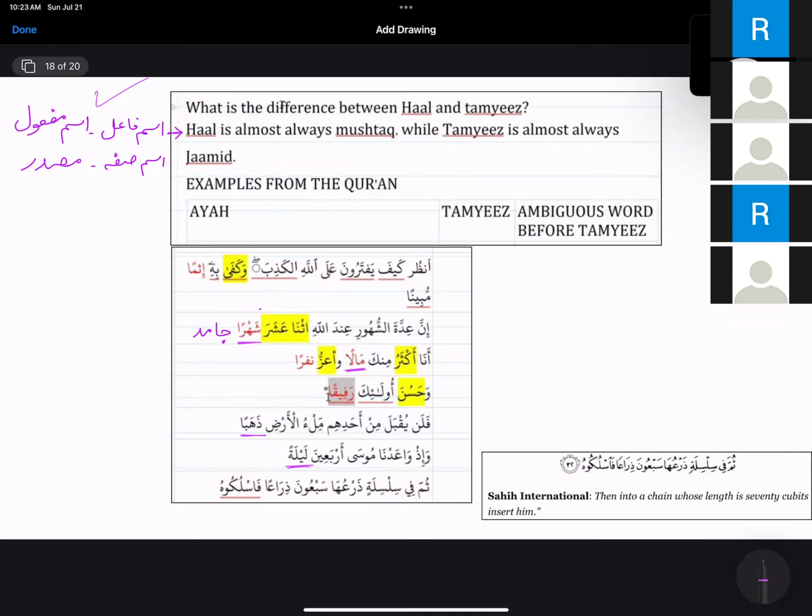But hal is what? Hal is always with a mushtaq. So we're going to find hal as ism fa'il, ism maf'ul, ism sifa, and masdar, but this is not the case with the tamyiz. So, even shahran, right? Inna iddata shuhuri indallahi isna ashara. So 12 shahran. Now you tell me shahran is what? Jamid or mushtaq? Can we conjugate shahar? Shahar means month. Right? So there is no conjugation for that. Or malan. Is there any conjugation for malan? Yes or no? No.